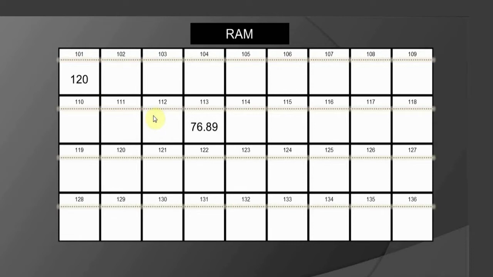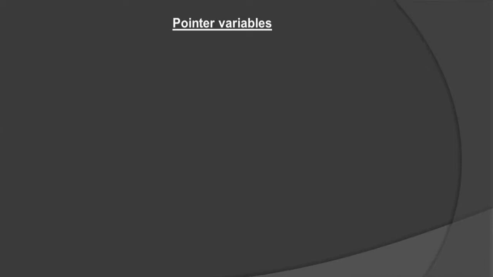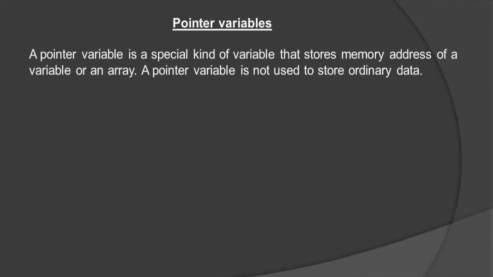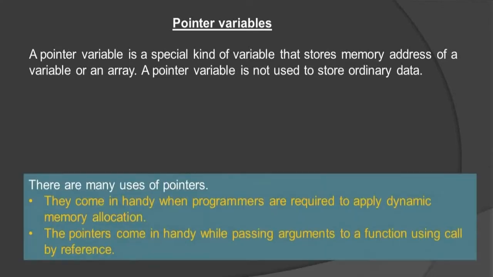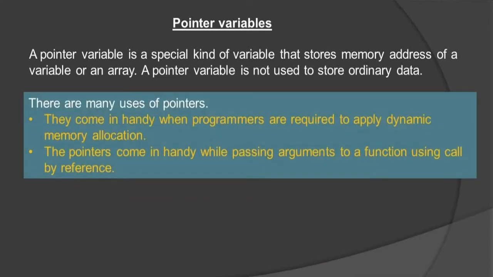One thing about pointers is that pointers are basically used to store the memory addresses of our variables and array elements. A pointer variable is a special kind of variable that stores the memory address of a variable or an array. A pointer variable is not used to store ordinary data. There are many uses of pointers. They come in handy when programmers are required to apply dynamic memory allocation.